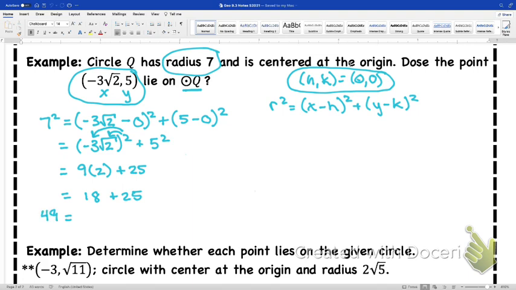Okay, well, I think I get 43 when I add them up. 43. Yes. That is not equal. It does not equal, right? So you draw a line through it. And negative 3 square root of 2, comma 5 is not on circle Q. It's a little wacky. Or you could say does not lie on, because lie on just means it's on the circumference of it, right?